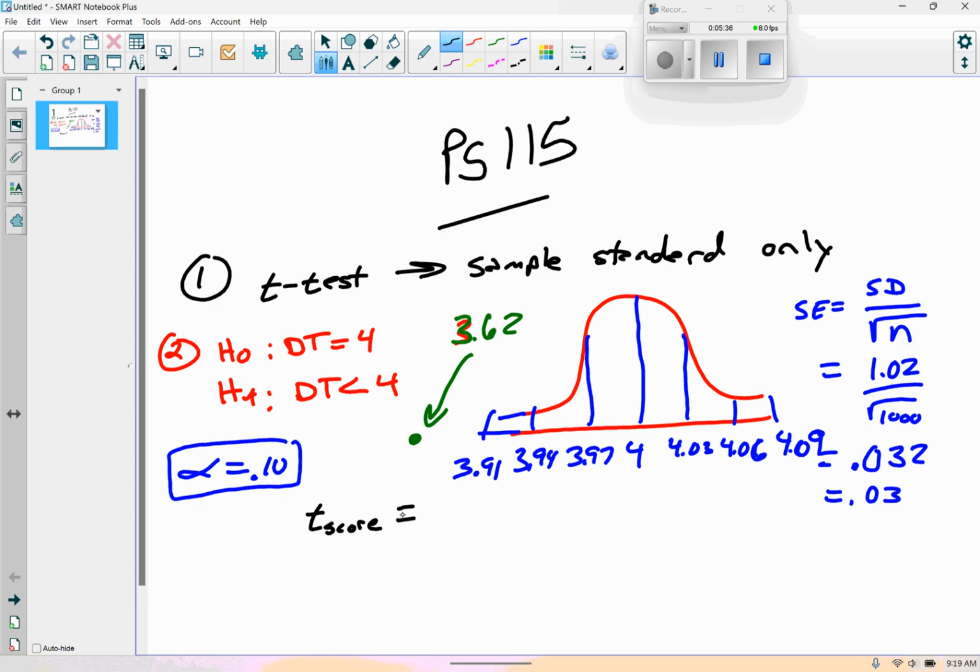Okay? And this takes us back to the day of doing a z-score, where you had your observed value minus your mean over your standard error. This is what I screwed up on yesterday because I couldn't remember how to do it.